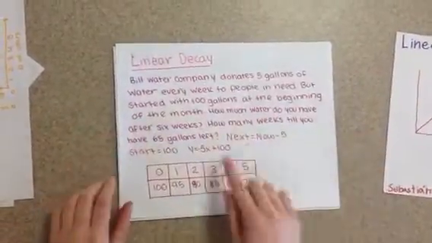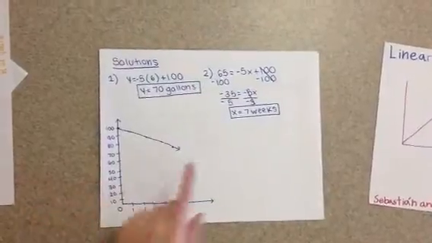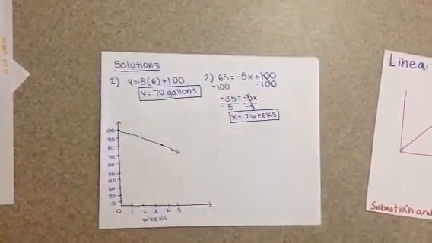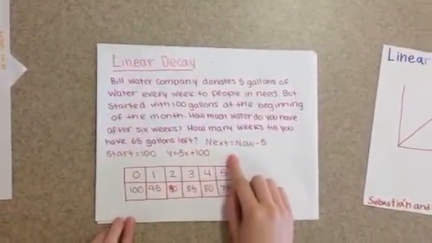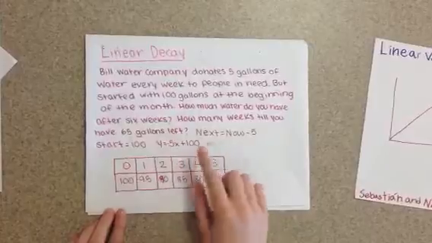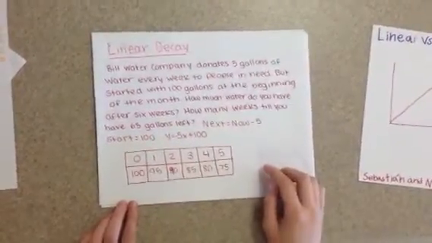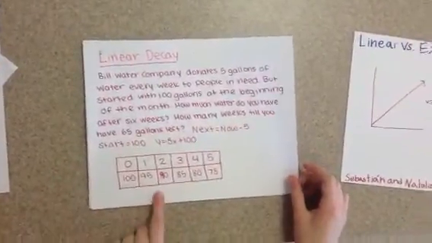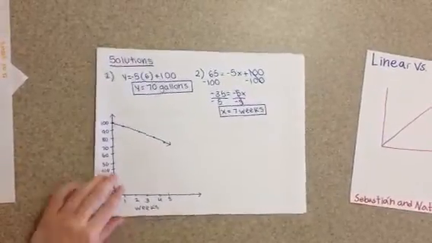And our second question is, how many weeks till you have 65 gallons left? So what we did was we plugged in 65 for y and then solved for x, and we got 7 weeks. Here was our next equals now equation. It was next equals now minus 5 and start 100. And then our explicit equation was y equals negative 5x plus 100. Negative because we were taking away 5 gallons. And here is our table. And then that was our graph.